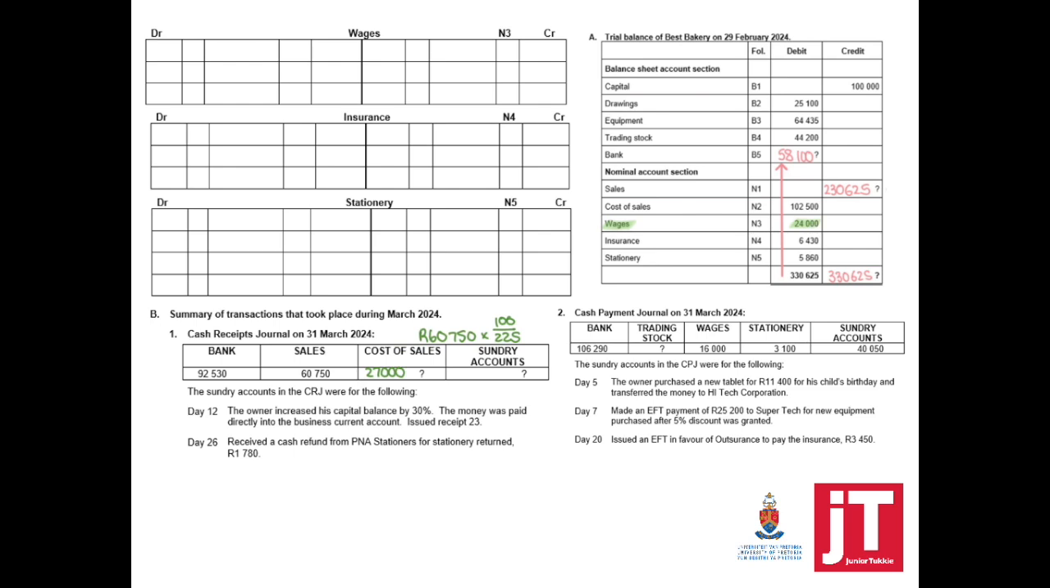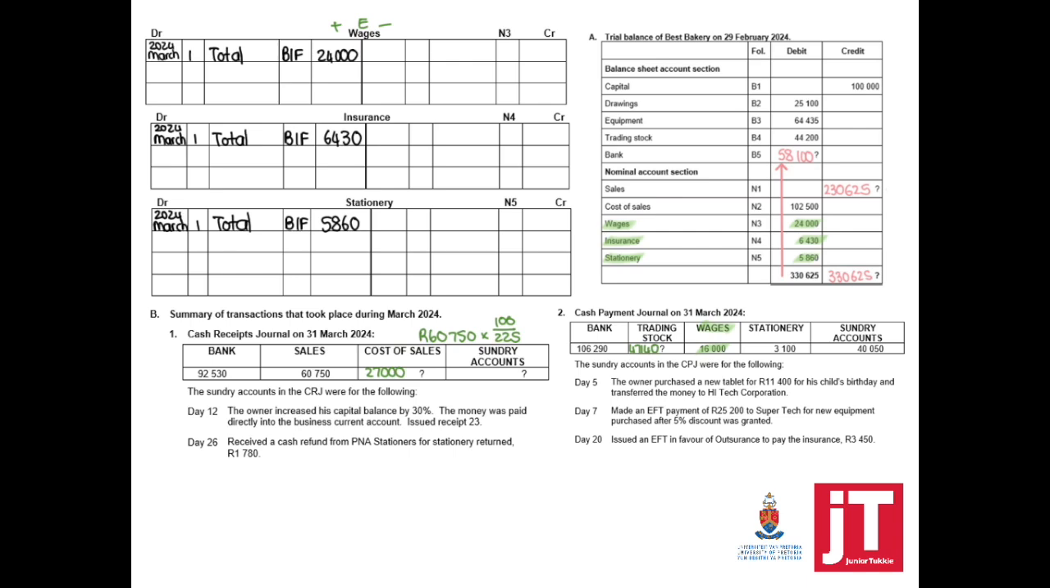If we look now at wages, insurance, and stationery, all of these are regarded as an expense to the business, which means that the total brought forward from the trial balance will appear on the debit side. Posting from the cash receipts journal and the cash payment journal, you need to always check both because we can get a refund. So we need to check all the transactions. If we've returned items we've purchased, and they provide us with a cash refund, that will appear in the cash receipts journal. So always check.